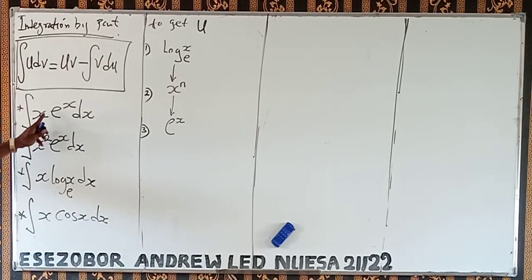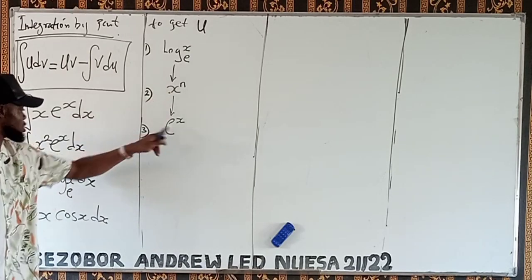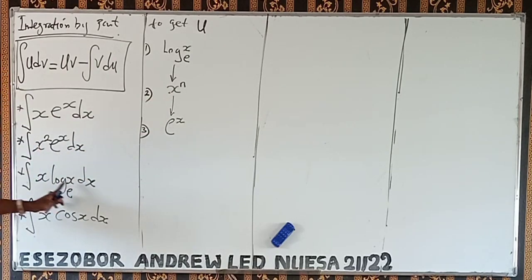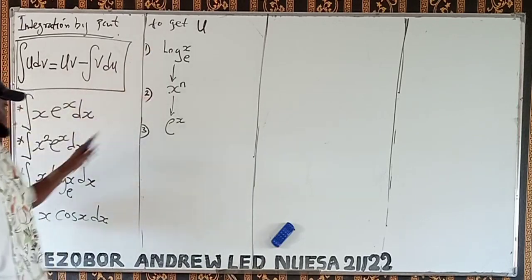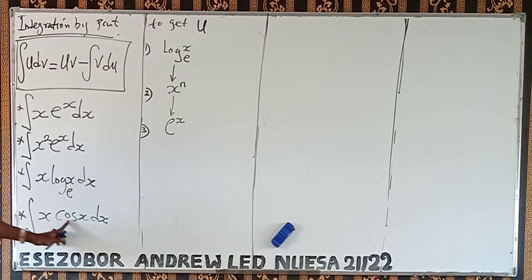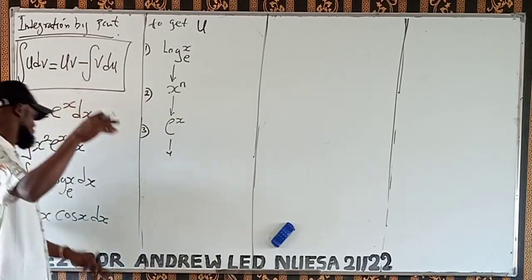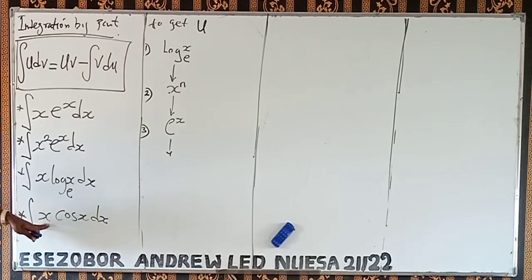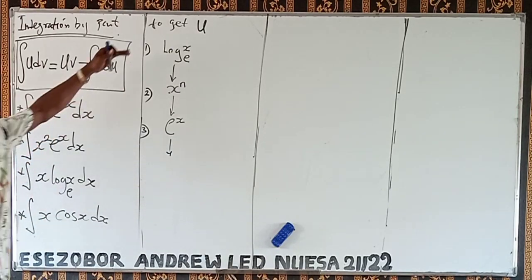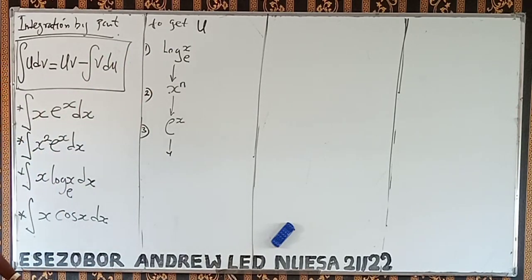So if you check this question, we have x to power 1. x is there, and it is before exponential, so we are going to take x. Then x squared is there, before this one, so we take this one. Log x is here, before this, so we're going to take log x. This one now, it is x before any other function, so we're going to take this x, not cos x. This is the order to use if you want to select your u.